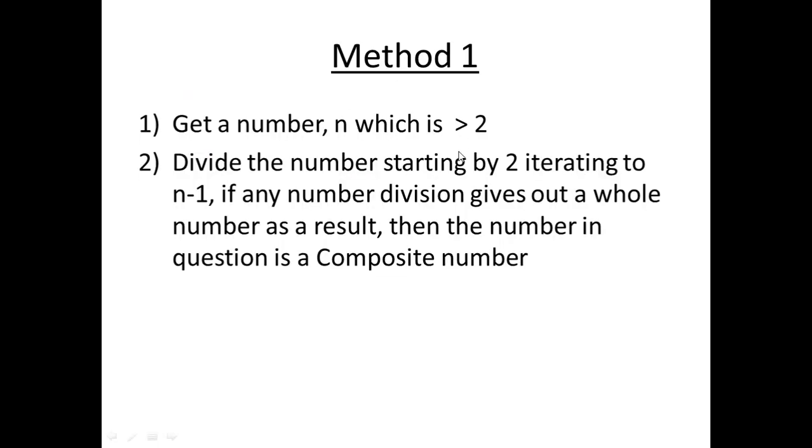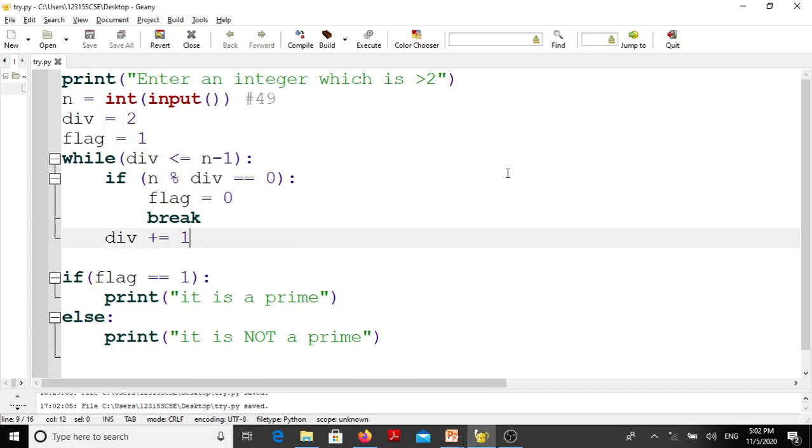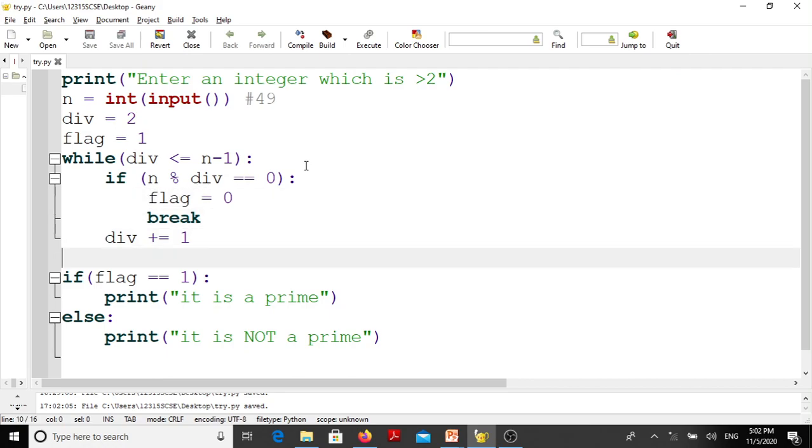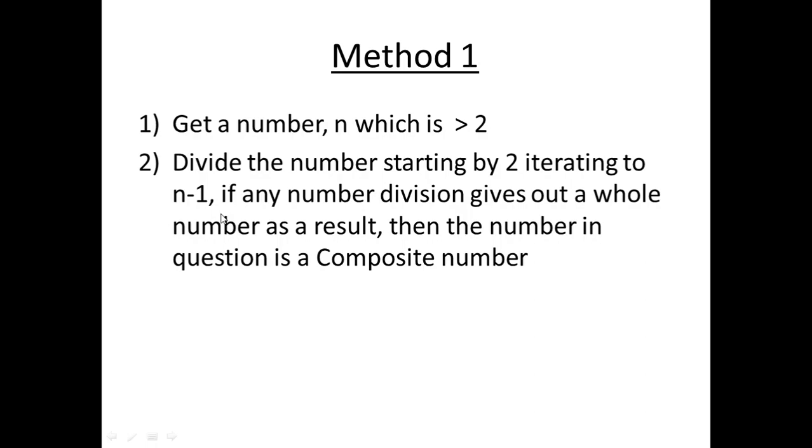We got a number and we are dividing the number from 2 to n minus 1. So if any division gives a remainder 0, we just set the flag to 0. Based on that, we are just printing whether it's prime or not. So if anything gives a remainder 0, we are breaking immediately from the loop. We don't go all the way up to n minus 1. Okay. Now we are going to modify the same code for method 2.